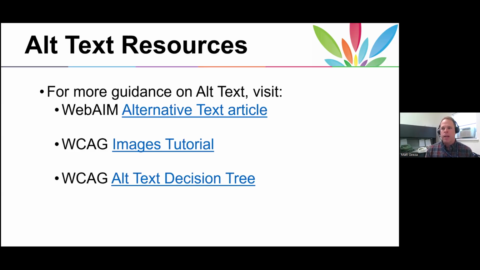So WebAIM and WCAG, which I mentioned is the Web Content Accessibility Guidelines, are great resources for all things related to alternative text as well as image descriptions. I do want to call out the third bullet point, which is the alt text decision tree from WCAG. This is a great decision tree that starts with one question, and depending on whether you answer yes or no to that question, you follow that tree or flow chart through and arrive at the decision you need to create the proper image description for that type of image.